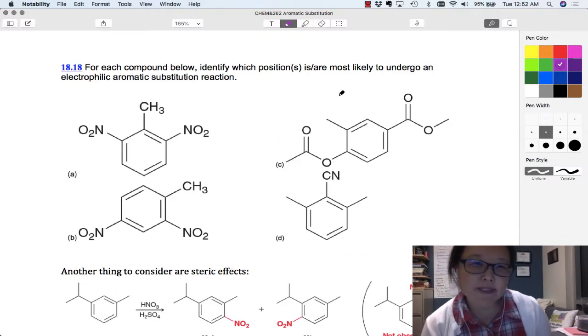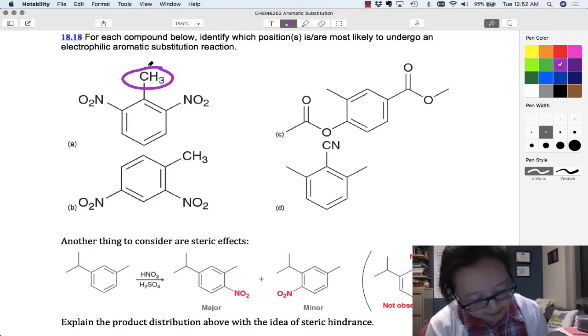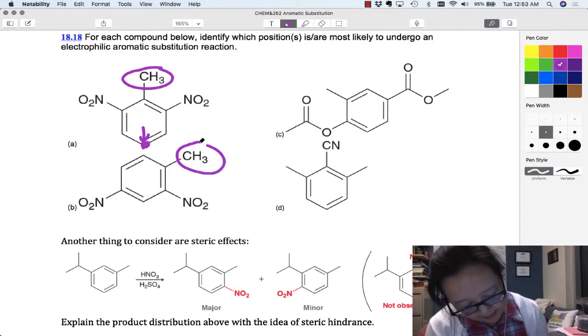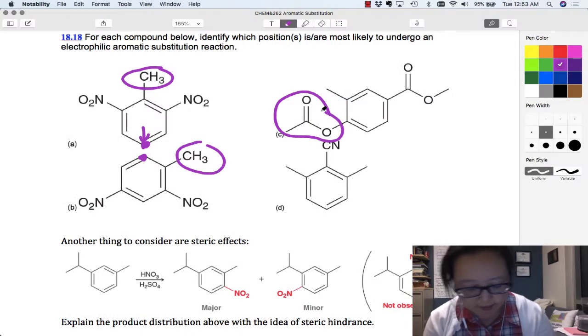Let's identify which positions are more likely to undergo substitution then. I've got the most activating group, so it's got to be right here at the para position. For part B, it's this one, so let's see, it's a donating group, so that's going to be ortho, that's going to be this position as well. All right, and then why don't you guys try C and D? Okay, so for C, this group is the most activating out of all of them, so we're going to add to this ortho position here.